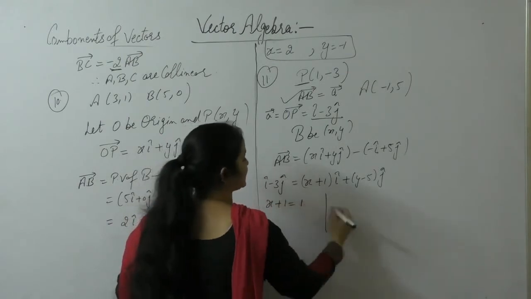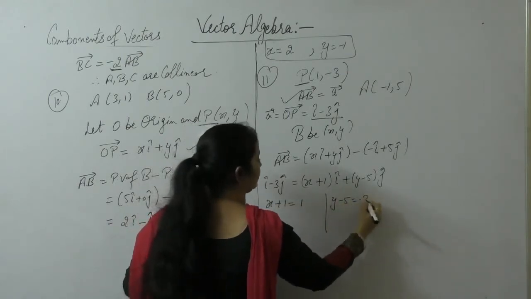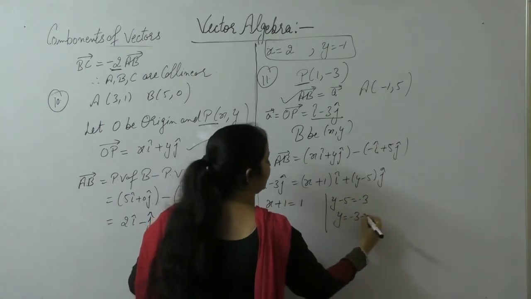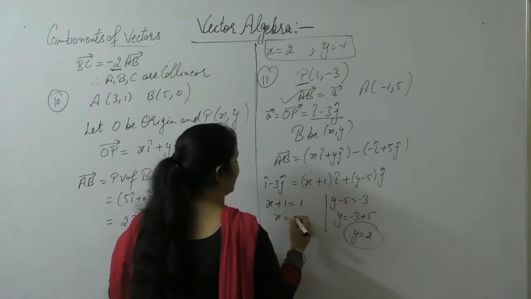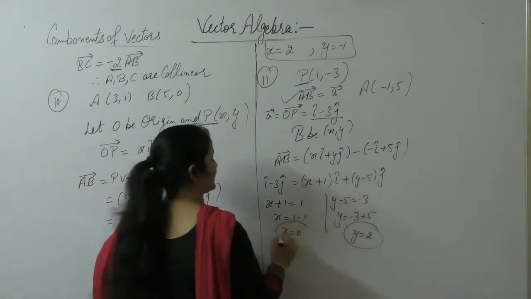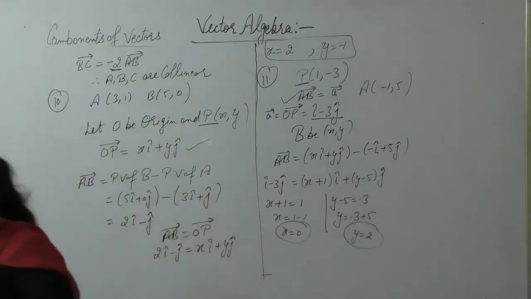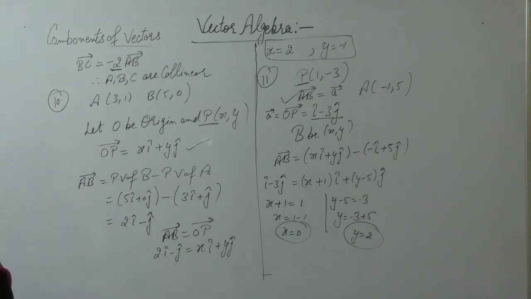Equate the components. Minus 3 plus 5, so y is 2, and x is 1 minus 1, so x is 0. The x component is 0 and y is 2.